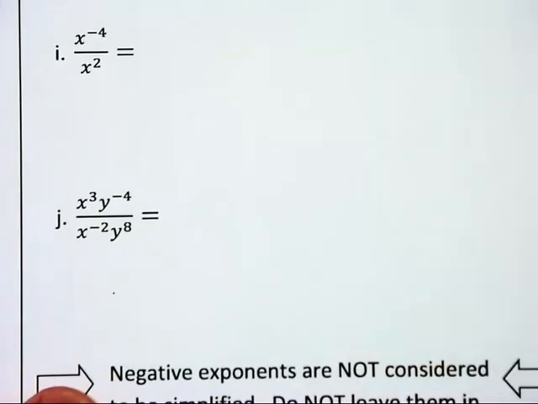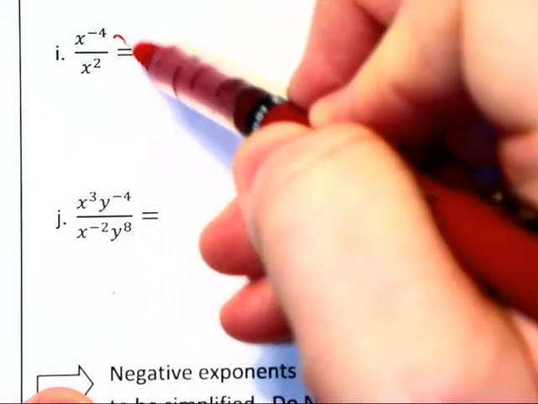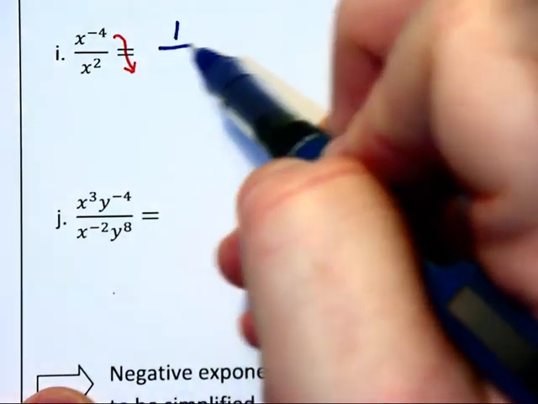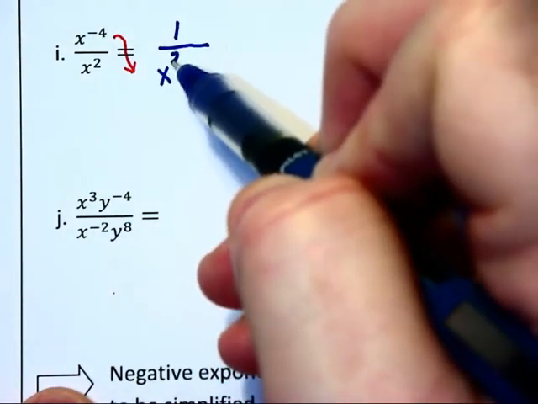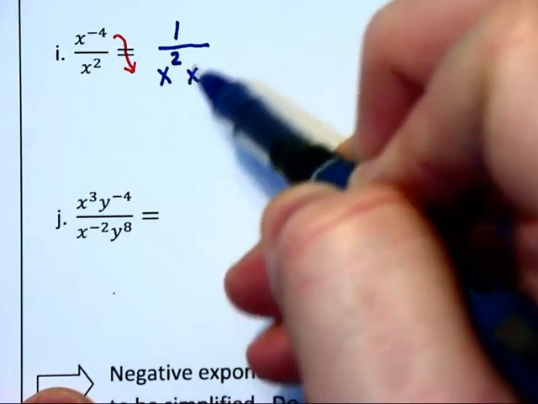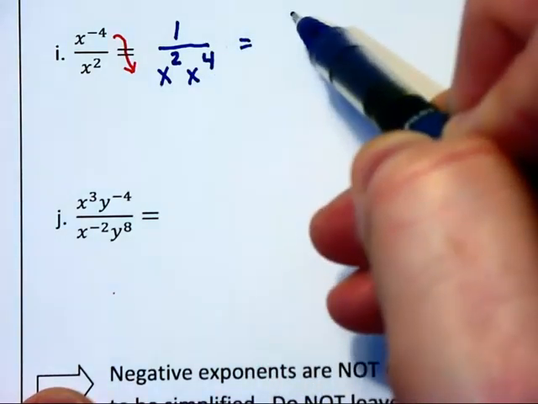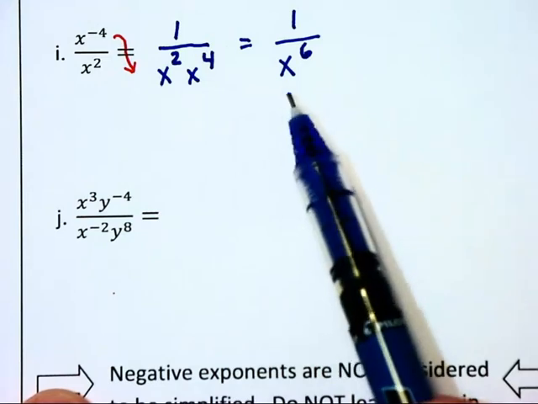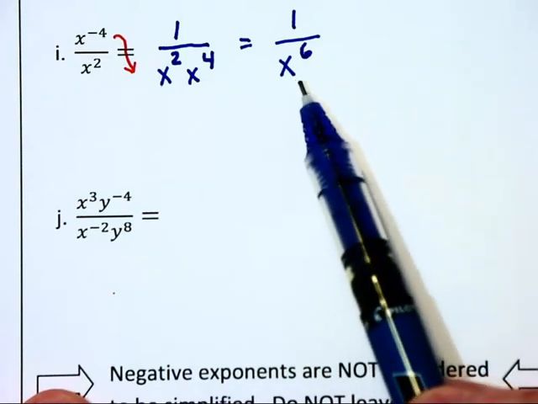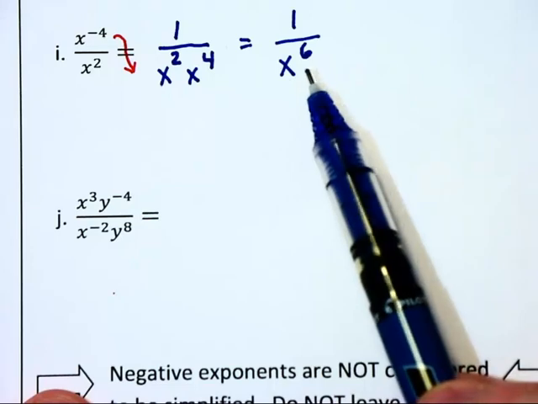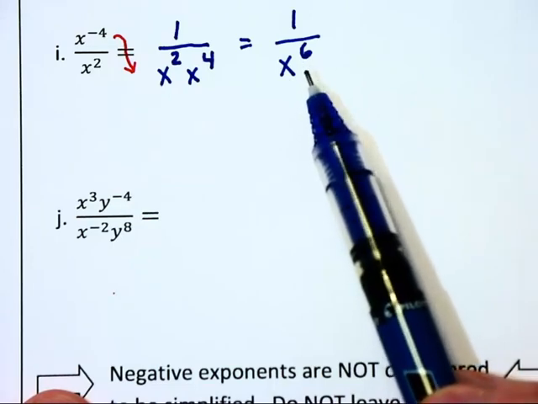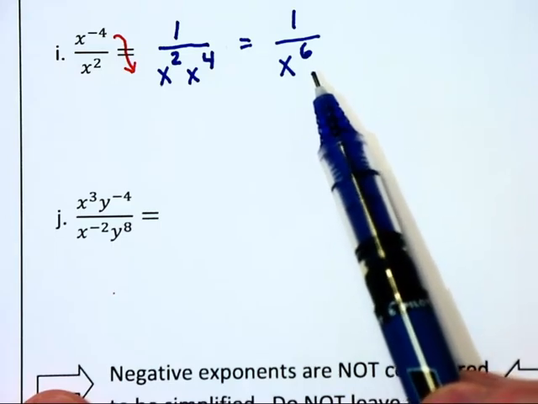In problem I, we have a negative exponent, which says bring me down to the denominator with a positive exponent, and we have a placeholder of 1 up above. There's x squared down in the denominator already, with the x to the fourth that joins it, and so now we have 1 over x to the positive sixth. We never write negative exponents in a final answer because that is not considered to be simplified. By definition, you must always have positive exponents in your solution unless the directions specifically say it's okay to have negative exponents.